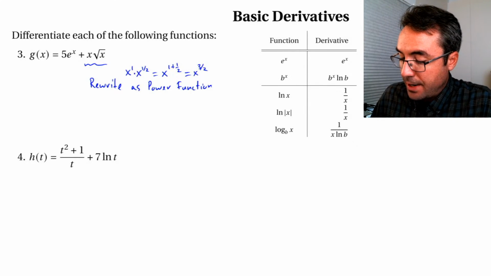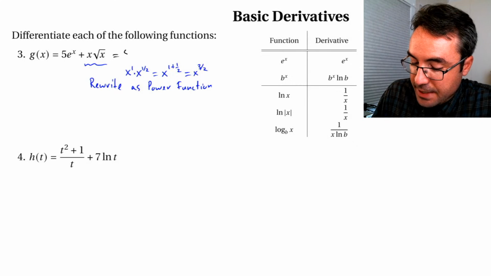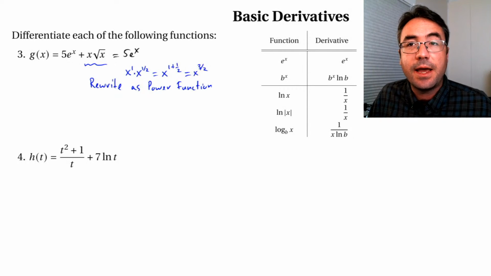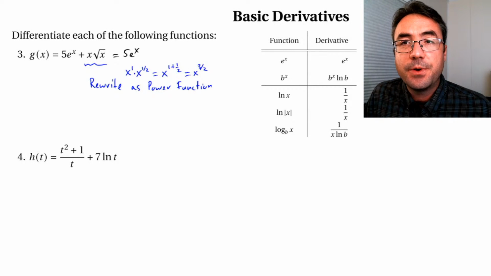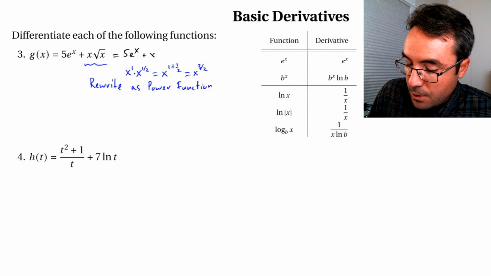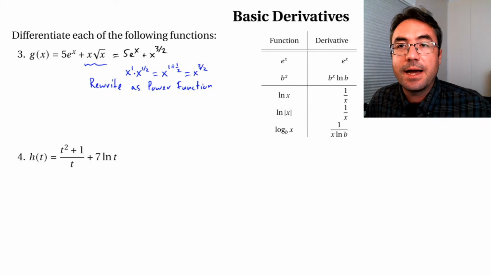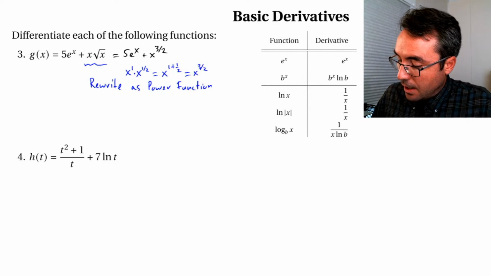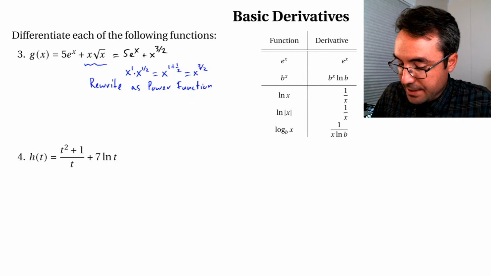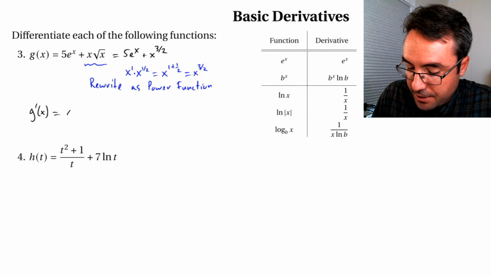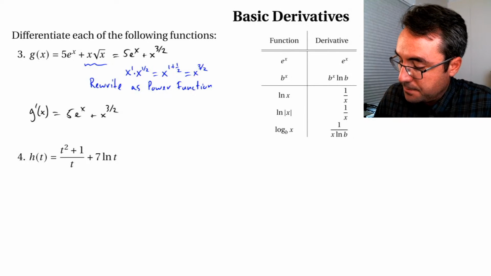So rewriting this function, we need to get it into a format that we can do something with. The 5e to the x, that's okay. It was that x square root x that was kind of giving us a little bit of trouble. And so we rewrote that as a power function. So x raised to the 3/2 power. All right, so now we're ready. We can differentiate this thing. So let's just rewrite our function here, 5e to the x plus x raised to the 3/2 power.